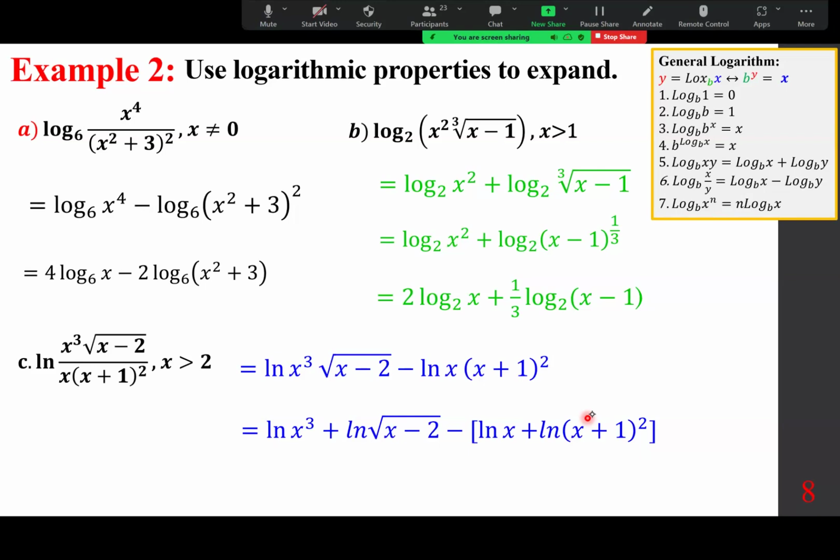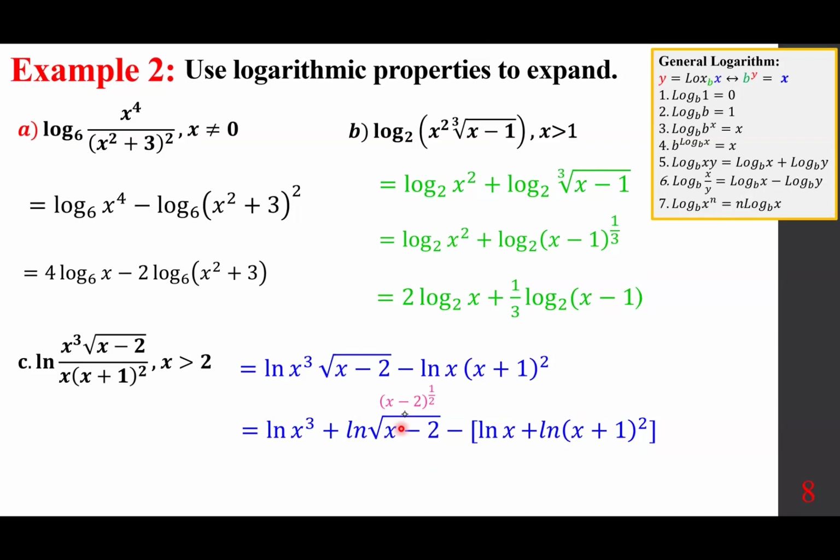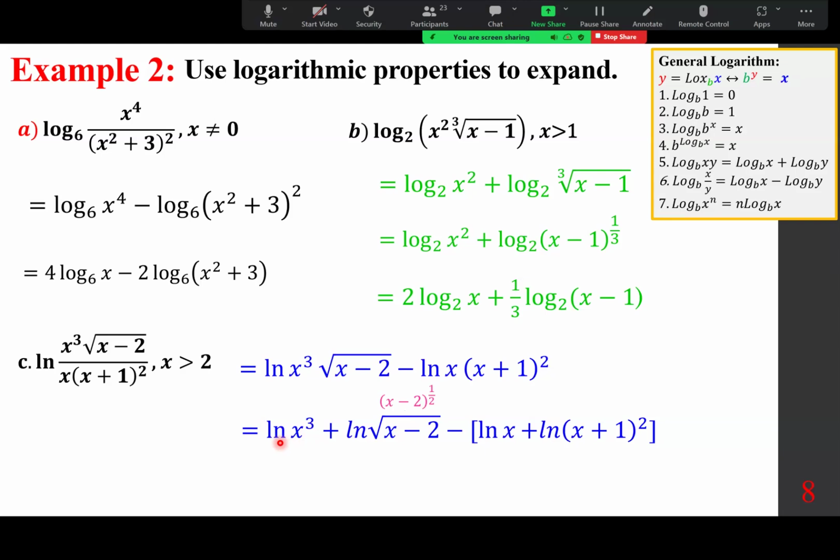We're going to use the power rule. Before we do that, this guy, we are going to write it as x minus 2 to the power of 1/2. Now, very carefully, ln of x cubed becomes 3 ln x. So this one 3 sits in front. Ln of x minus 2 power 1/2, we put the 1/2 in front. We're done with that. Minus ln x.